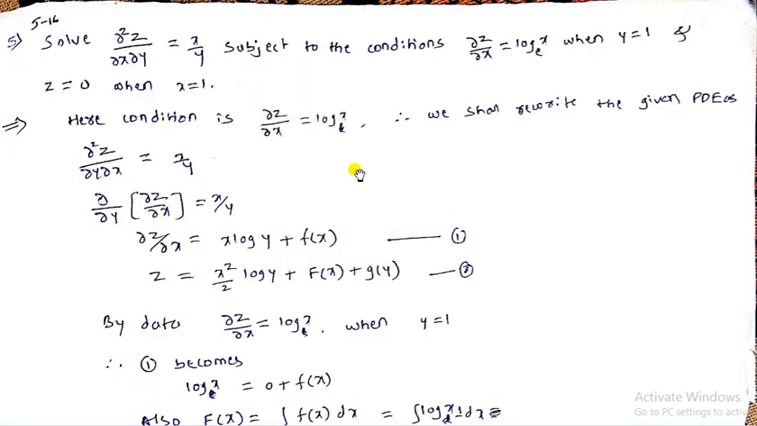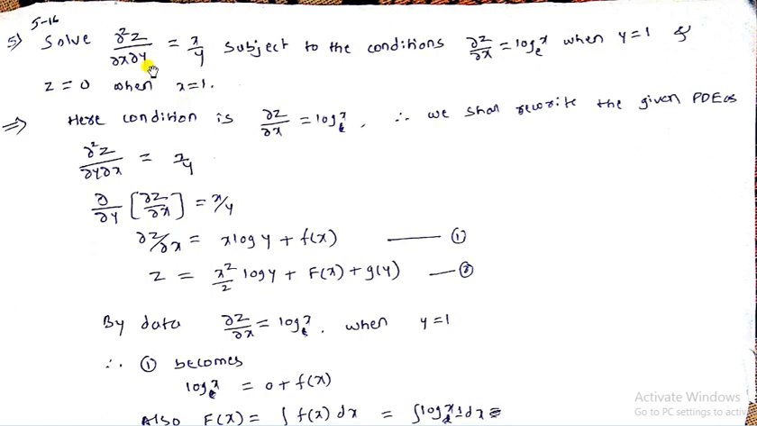Next example, solve ∂²z/∂x∂y = x/y subject to the conditions ∂z/∂x = log x (to the base e) when y = 1, and z = 0 when x = 1.